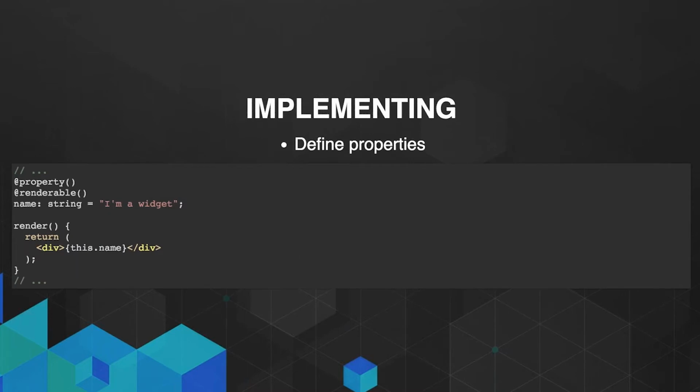Then afterwards, as you add more properties that will affect your UI, you can define these properties using the decorators I showed before. So for example, we have here a name property with widget as its value, and it's marked as renderable. So whenever this widget is created, it's going to render a div with the name value as the text content, which is widget. And if later on I modify the name property, it's going to re-render with an updated value.